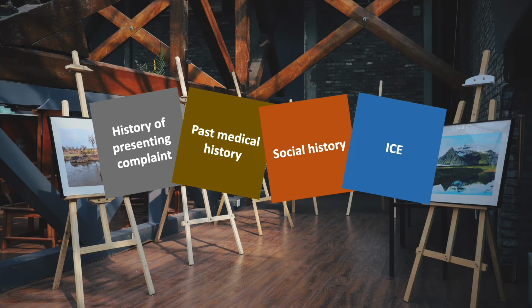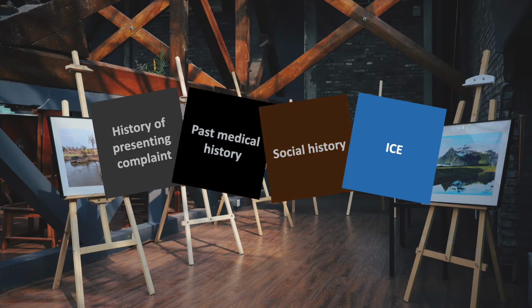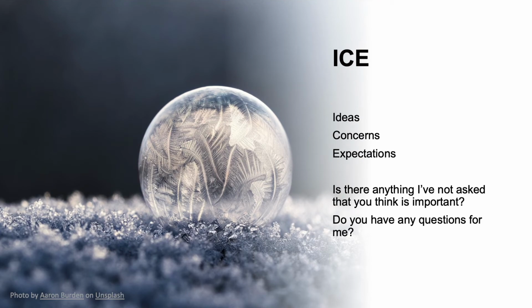So once we've finished with our social history, move on to ICE, which is our ideas, concerns, and expectations. And the challenge here is always asking about ideas, concerns, and expectations without using the words ideas, concerns, and expectations. So you could say, what do you think is going on? Is there anything particularly worrying you about your symptoms? And for expectations, you could say, is there anything specific you were hoping we could do for you?